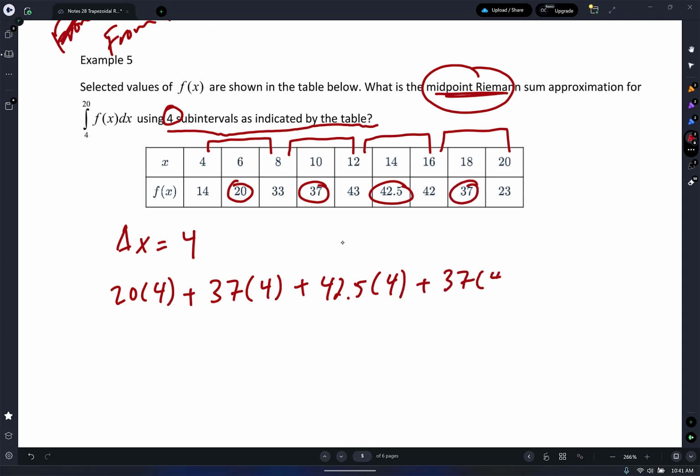37 times 4. Usually, if you have something like this, it's probably going to come out in the calculator section. If the numbers are nice, then no calculator. But this one, I feel like you're probably going to use a calculator. So use a calculator. Tell me what that number is. And that's it. How do we feel?